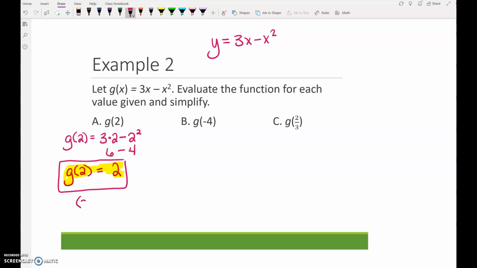This also tells us that the point 2, 2 is on this graph. So it gives you a lot of information. That's why mathematicians love it.